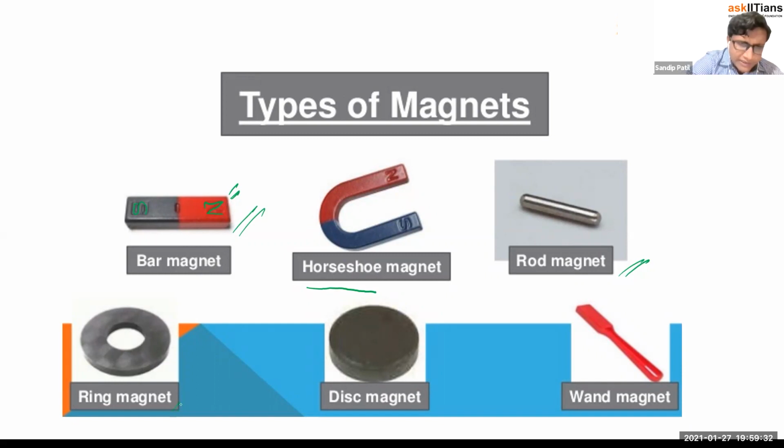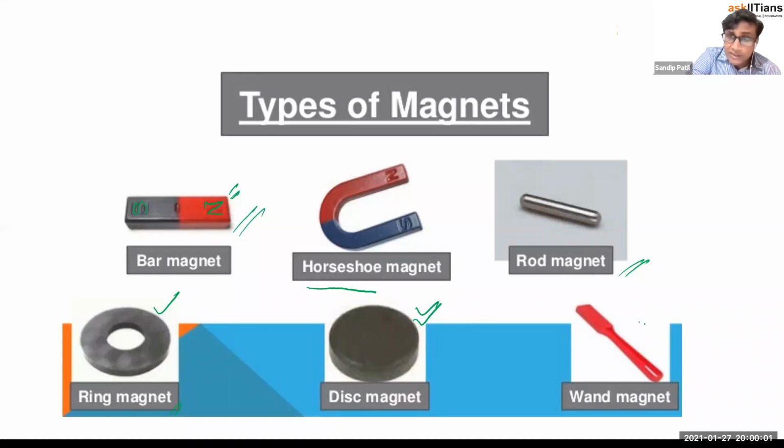Then the ring magnet is there. It's some kind of ring with a hole inside, right? Then we have the disc magnet. At the start, we saw some magnets, right? Those are actually small circular magnets, which are called disc magnets. So a very simple differentiation between ring and disc: for the ring magnet, there is a small hole in between, and for the disc magnet, it is completely solid. There is no hole, right?